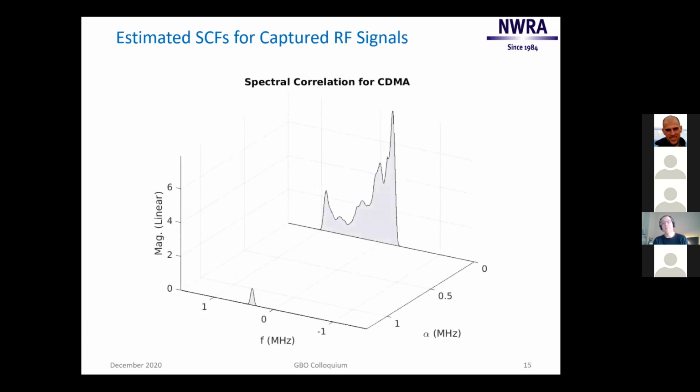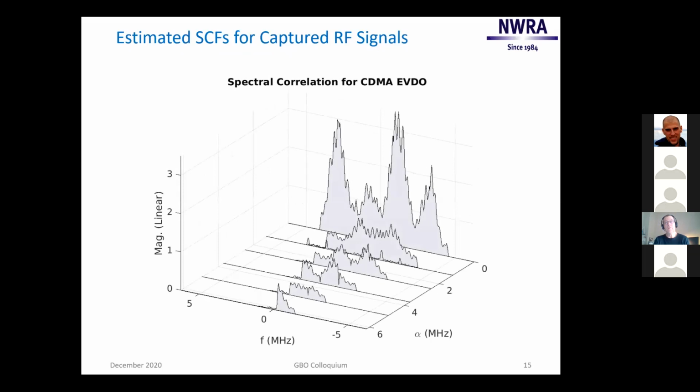So here's a captured CDMA. It has several weak features that aren't shown on this plot, and a feature at its chip rate, 1.2288 megahertz. Here is a form of CDMA called EVDO, which is kind of a gang together of a bunch of CDMA signals that are transporting data rather than voice, and it has richer features, right? So we can easily tell when we come across CDMA EVDO by this particular pattern.